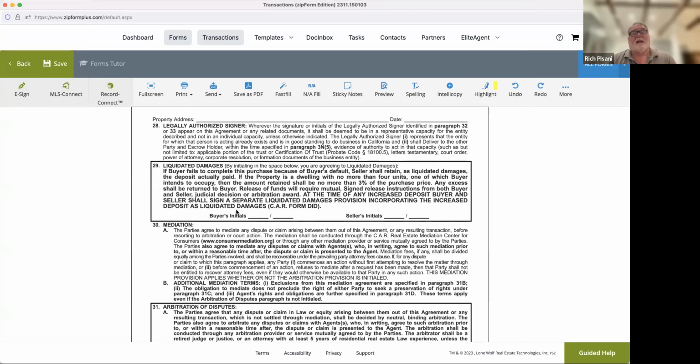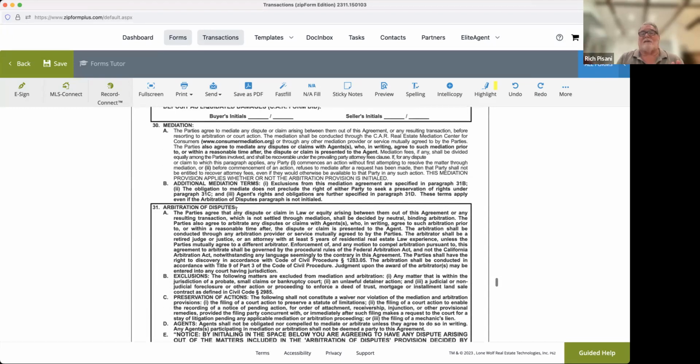So we can advise buyers or sellers on whether this is for them. They should consult their individual attorneys, but we can say that most people do agree to liquidated damages because it's more expedient, but get your own advice.